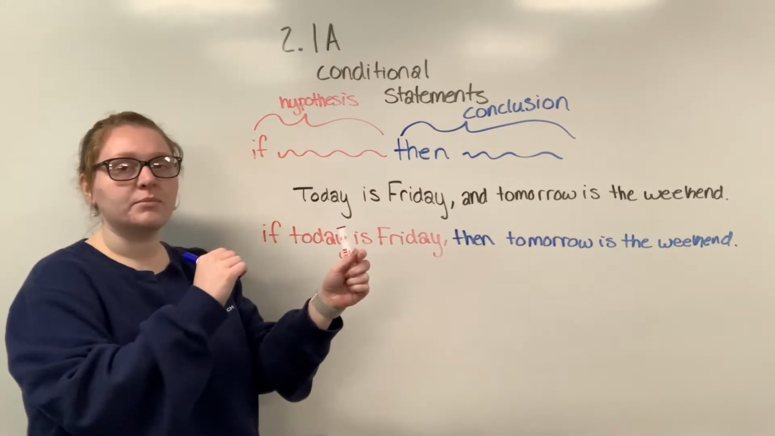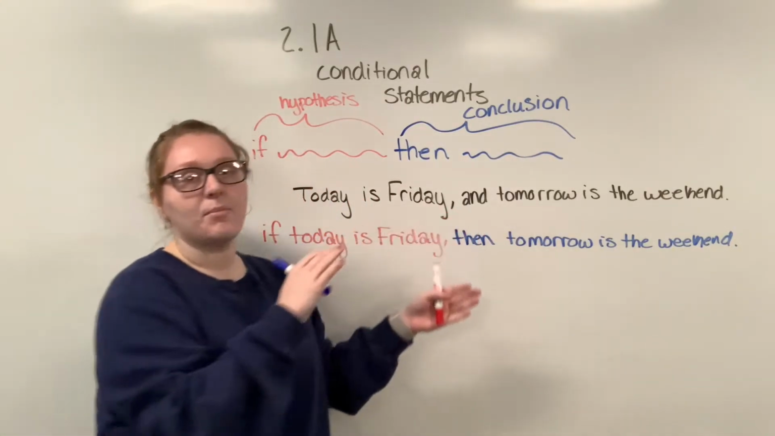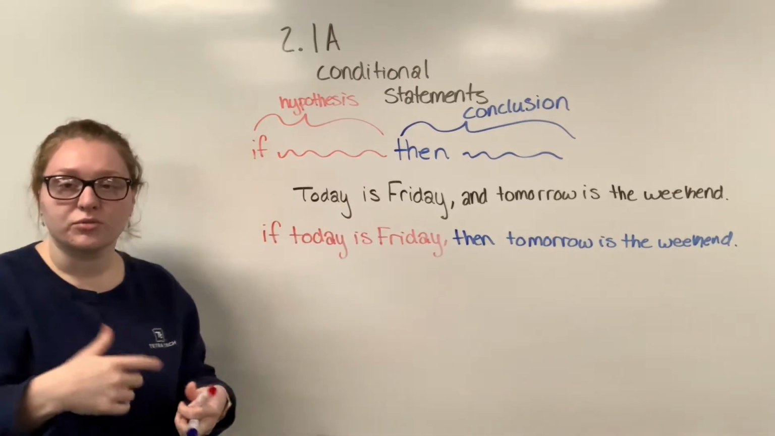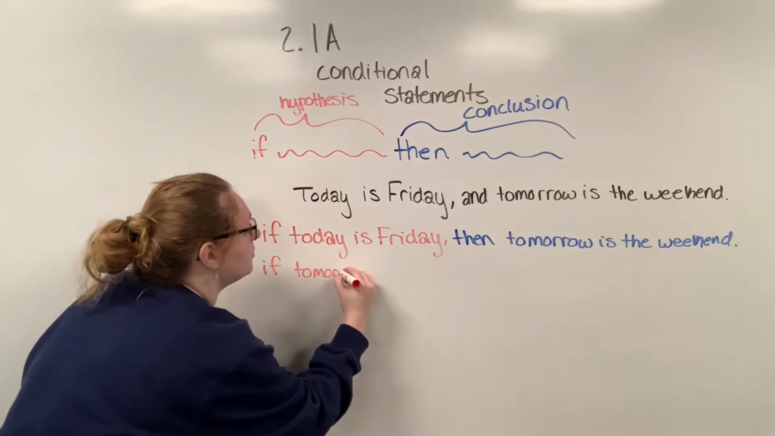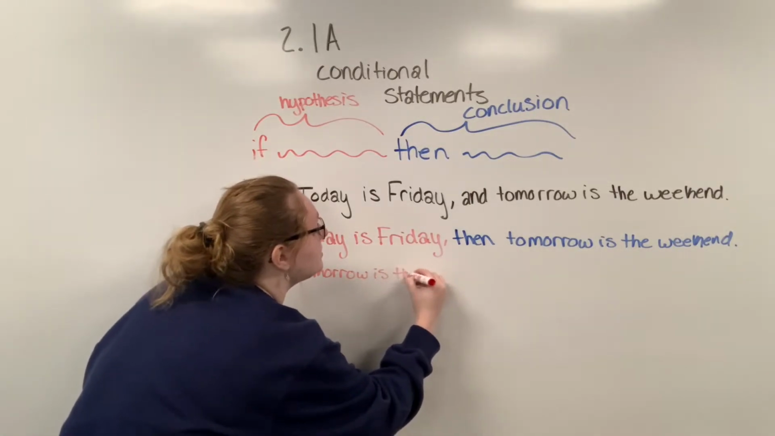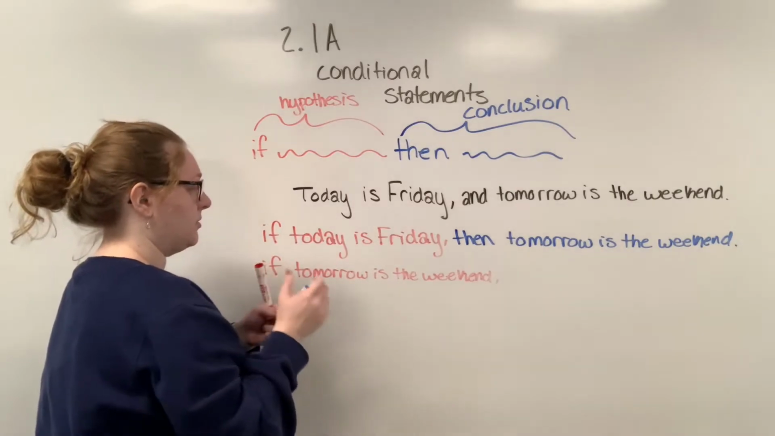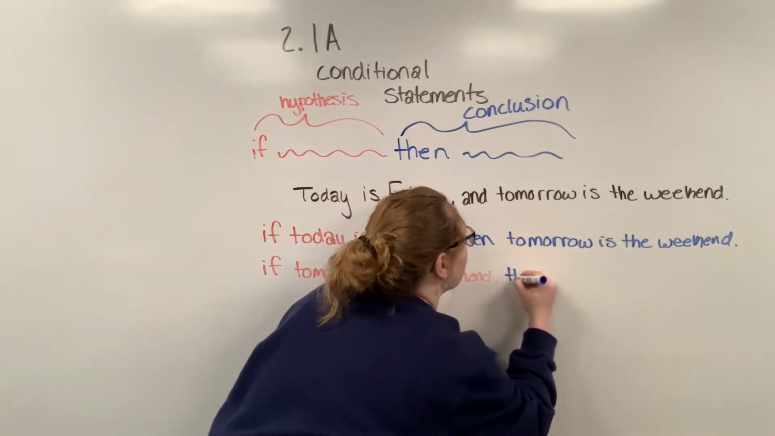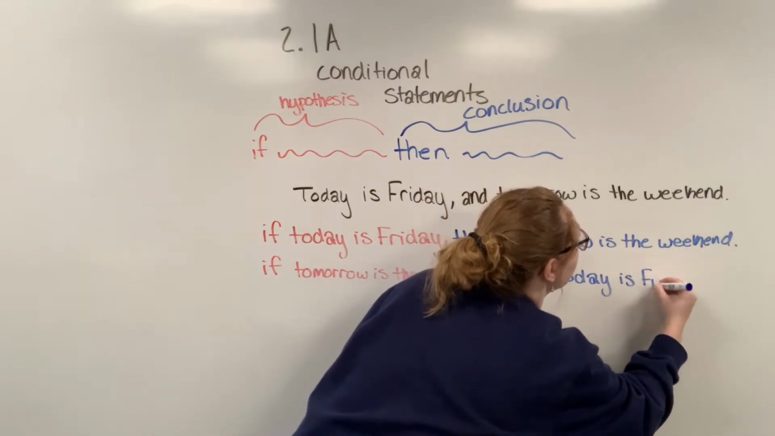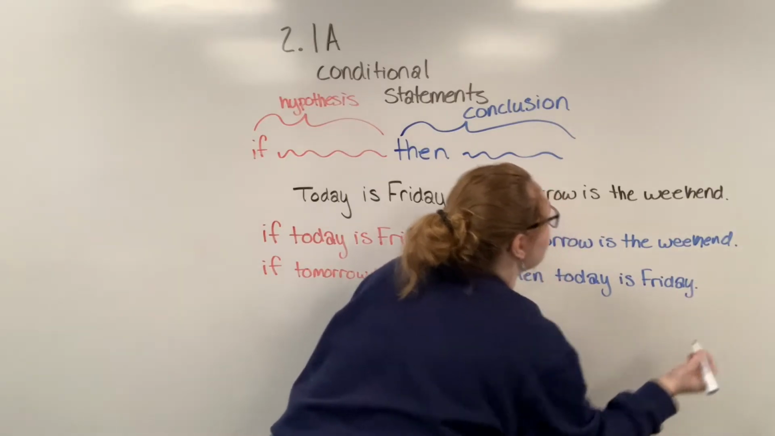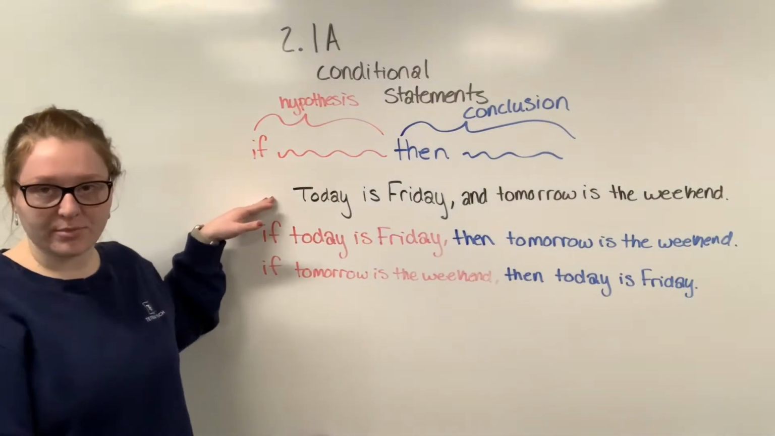But what if it was flipped? What if this today is Friday was our conclusion and tomorrow is the weekend was the hypothesis? Since we don't know which one is which, we can also write it like this. If tomorrow is the weekend, comma, then today is Friday. So we can make 2 possible conditional statements out of these 2 pieces of information.